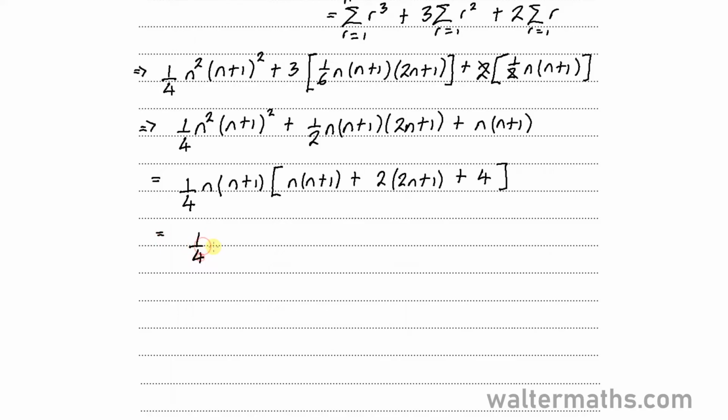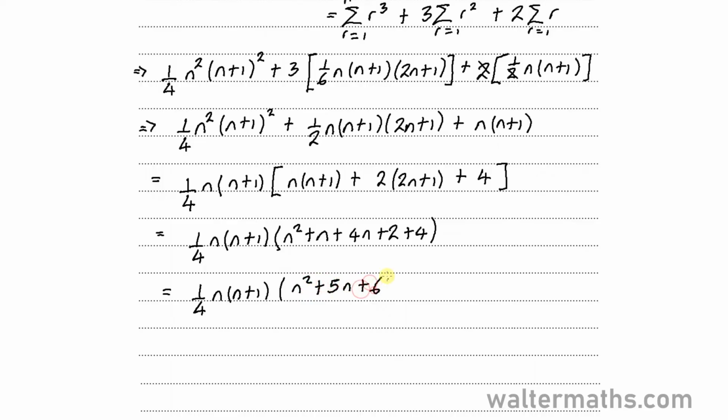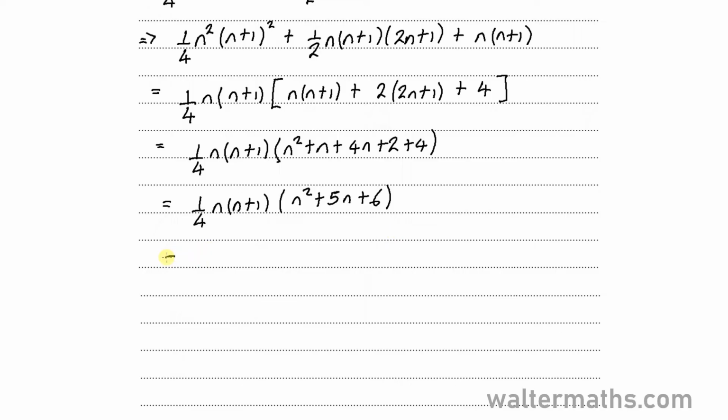So that's a quarter of (n + 1) of, inside the bracket, we now have n squared + n + 4n + 2 + 4, and this simplifies to a quarter of (n + 1) of (n squared + 5n + 6). And lastly, we can factorize this, so that's a quarter of (n + 1) of (n + 2) of (n + 3). So this here becomes the final answer.